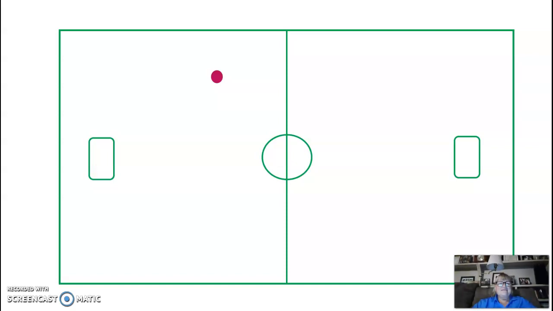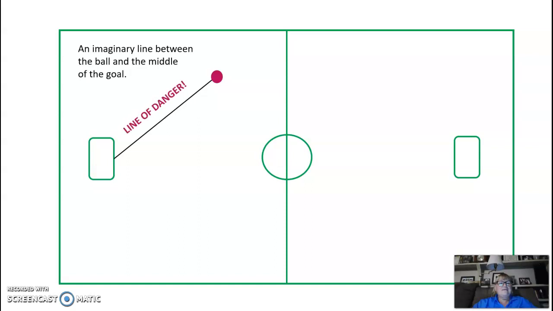Okay, we're talking about defense today, and so we always need to see the line the ball must travel if it's going to score. That is an imaginary line between the ball and the middle of the goal, and we call that the line of danger. If someone shot the ball, it would have to travel on this line to enter the goal and score. So it's the most dangerous line on the court. You have to always be picturing it.